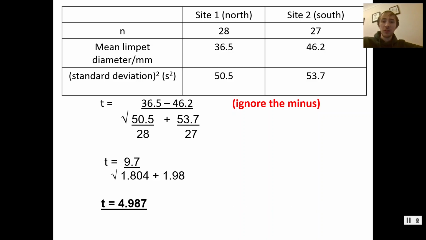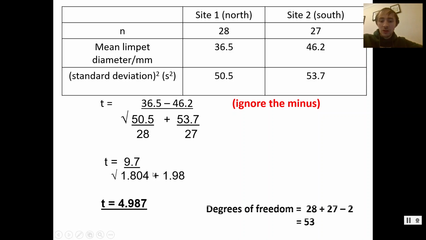Now let's do degrees of freedom. How did we do that? We did n1 plus n2 minus 2. In this case, 55, is that? Yes, 55 minus 2, 53. Fine. So we've got a t of 4.987 and degrees of freedom of 53. I got it right off the top of my head. Good. And now let's use our table and have a look.